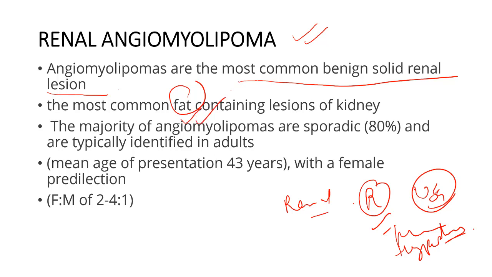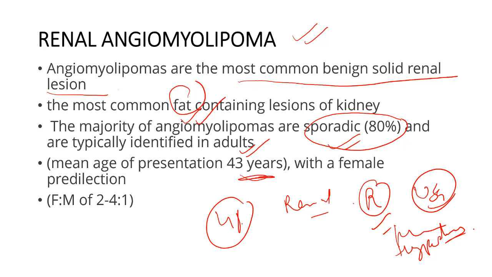The majority of angiomyolipomas are sporadic, that is 80%, and they are typically identified in adults. Our female was nearly 48 years old, so it fits. The mean age of presentation is 43 years with a female predilection. Our patient is a female. The female to male ratio is 2.4:1. One thing to know: the female ratio is higher than the male ratio.